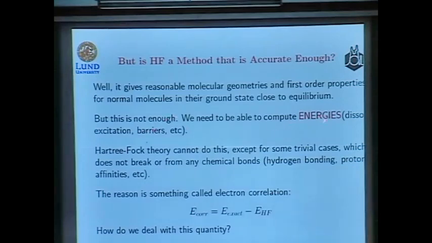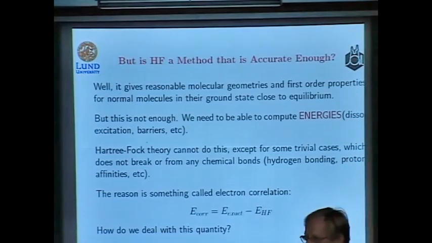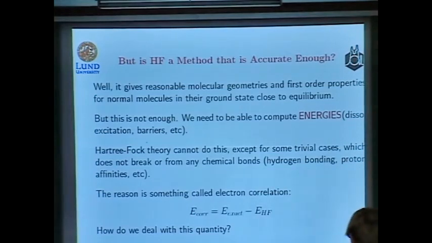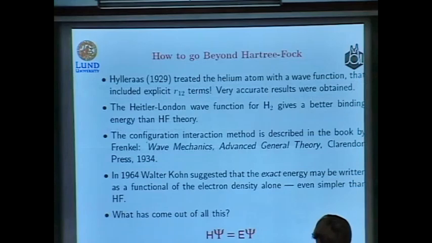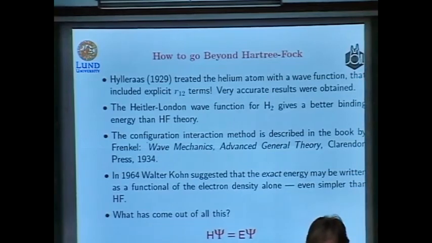We need to be able to compute energies, for example, dissociation energies, barriers for chemical reactions, etc. And Hartree-Fock theory cannot do this except for some trivial cases. This error is called electron correlation, and I will not talk about that in detail, but I will show how you can go beyond the Hartree-Fock approximation.